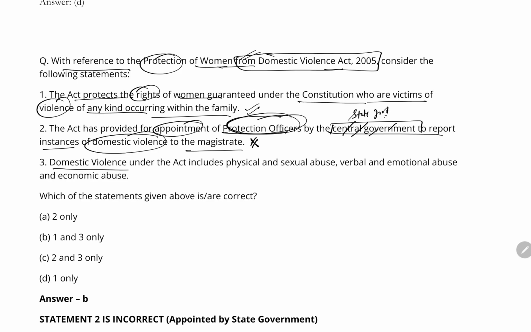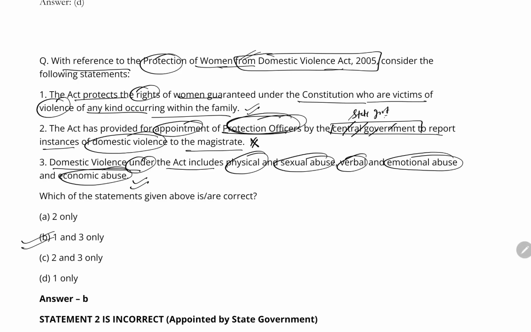The third statement is, domestic violence under the act includes physical, sexual abuse, verbal and emotional abuse, and economic abuse. So this is correct because all these types of violence come under domestic violence. So from here, statements 1 and 3 are correct. So the correct answer will be B.